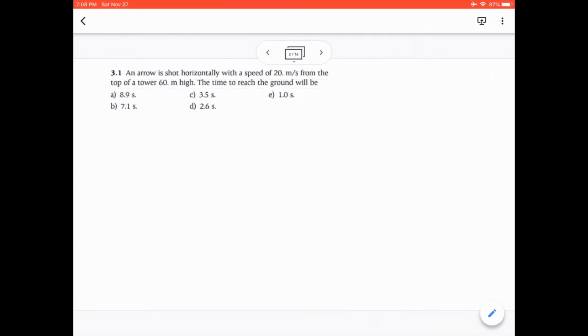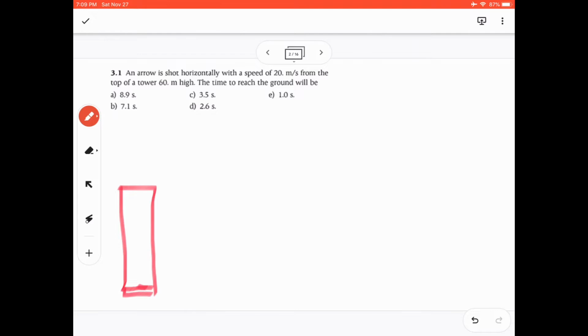Question 1. An arrow is shot horizontally with a speed of 20 meters per second from the top of a tower 60 meters high. The time to reach the ground will be... If we're going to draw this situation, it will look like this. This is the tower, and the tower is 60 meters high. And this is your object.